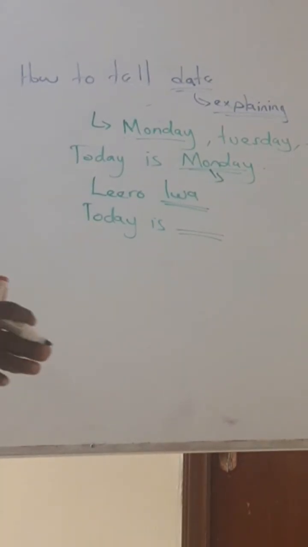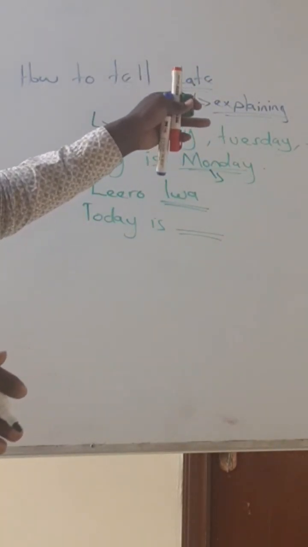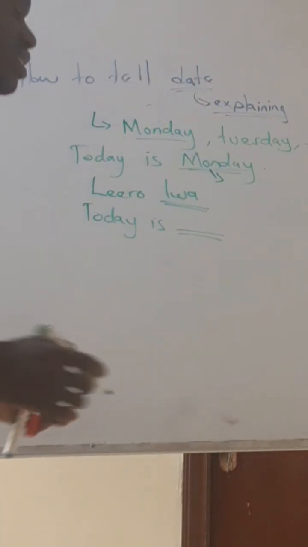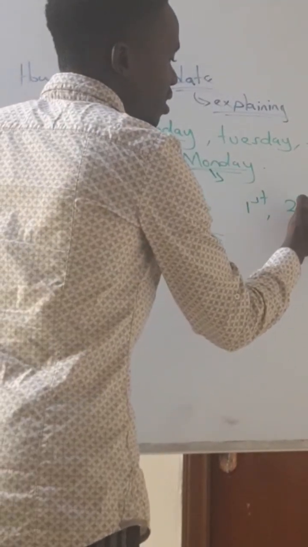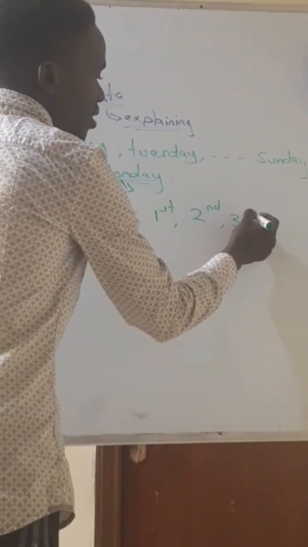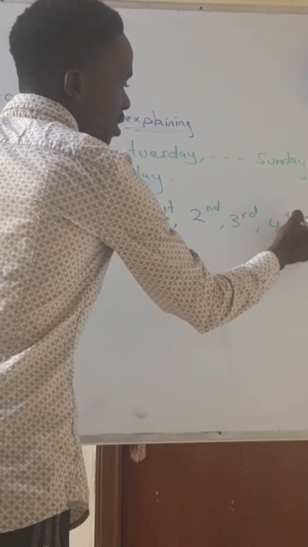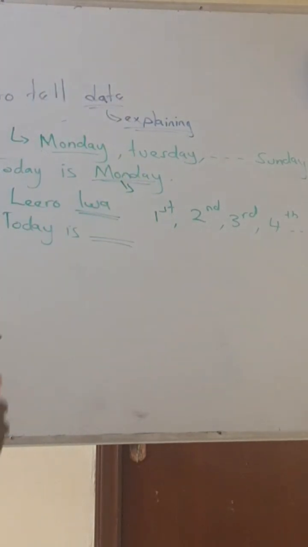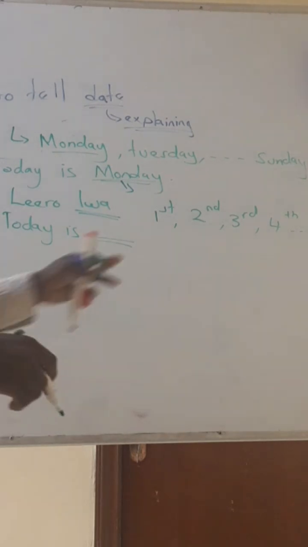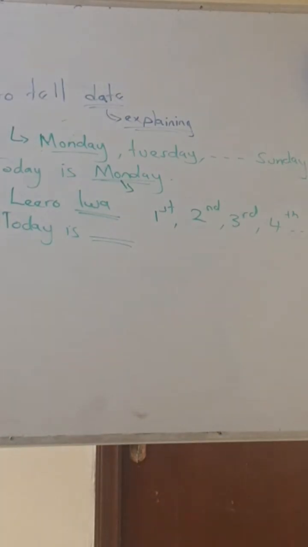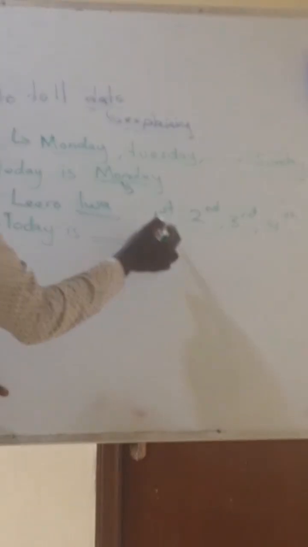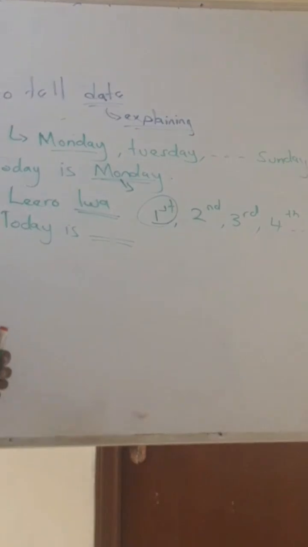Are we together? So when you are mentioning out dates, you don't say today is one. No, we say first, second, third, fourth, up to infinity. Are we together? Okay, so we say first, second, third, and fourth. So today is first, for instance.